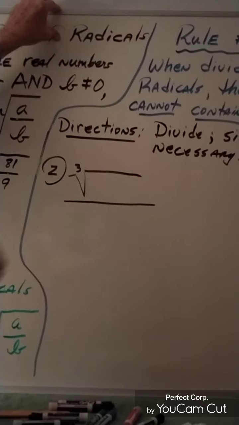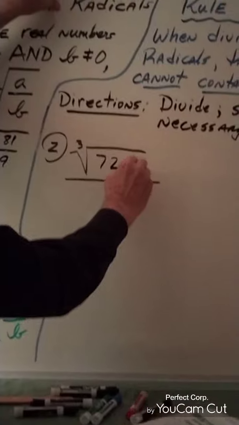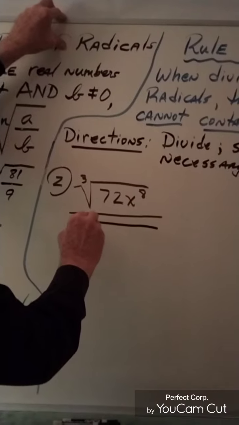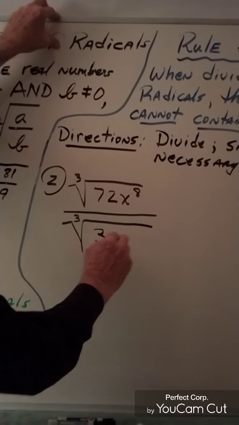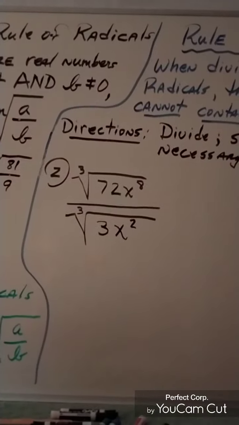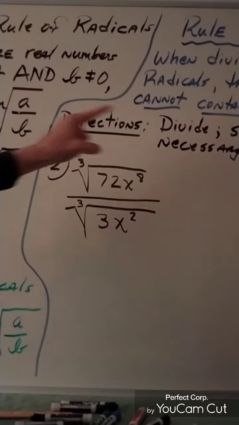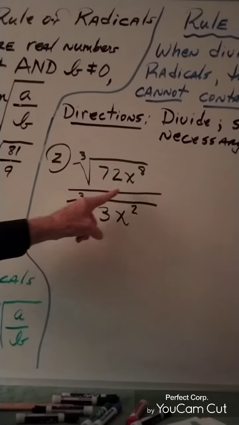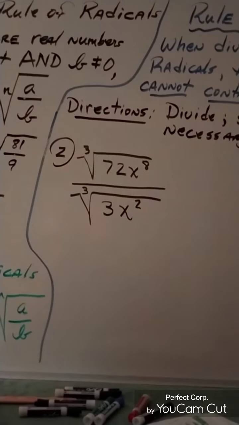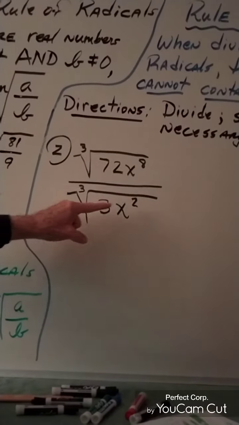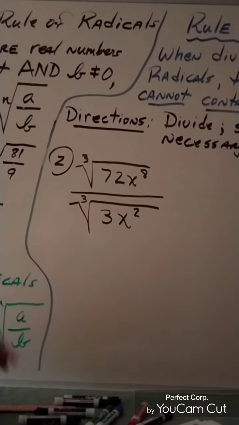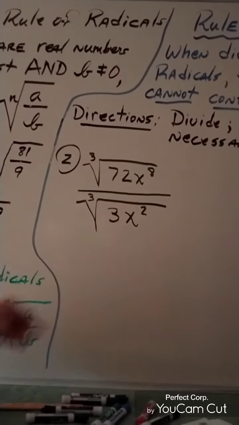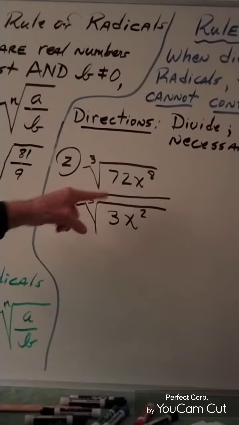The cubed root of 72x to the 8th divided by the cubed root of 3x squared. The direction? Divide. But we can't have a radical in the denominator. And the denominator cannot be simplified right now because our index is 3, and that's not a perfect cube. No part of it is. So we're going to have to rewrite this.